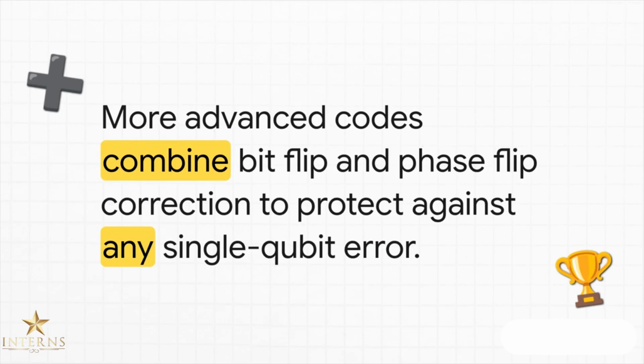And you know what? This isn't even the end of the story. These are just the basic building blocks. More advanced methods, like the famous Shor code, actually combine both of these techniques to create a system that can protect a qubit from any kind of single qubit error, whether it's a bit flip, a phase flip, or even a weird combination of both.